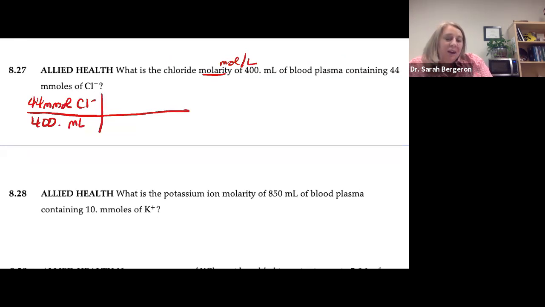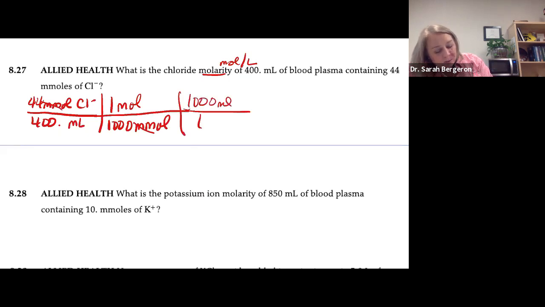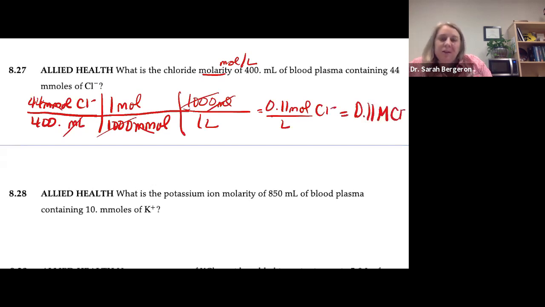Now, you could do this the easy way and you could see that it's milli on top and it's milli on the bottom, and just know that that's equal, or you could write it out and you could say in one mole, you have 1,000 millimoles, right? Your millimoles would cancel and you're in moles, that's what you want. And then you know that you have 1,000 milliliters in 1 liter. And so your milliliters would cancel. But what you see is your 1,000 cancels and your 1,000 cancels. So all you really have to do is 44 divided by 400. And what you're going to get is 0.11 moles per liter Cl minus. And we express that as 0.11 molar Cl minus.